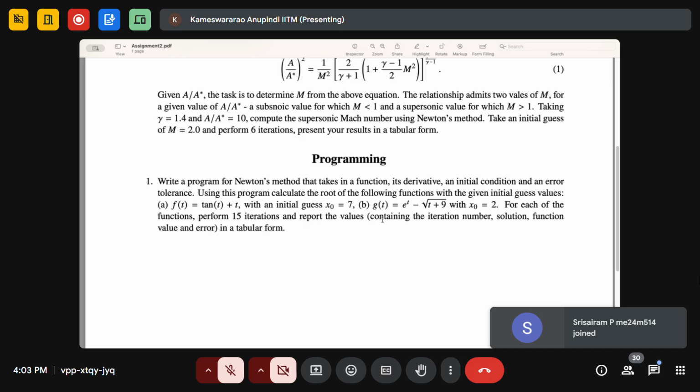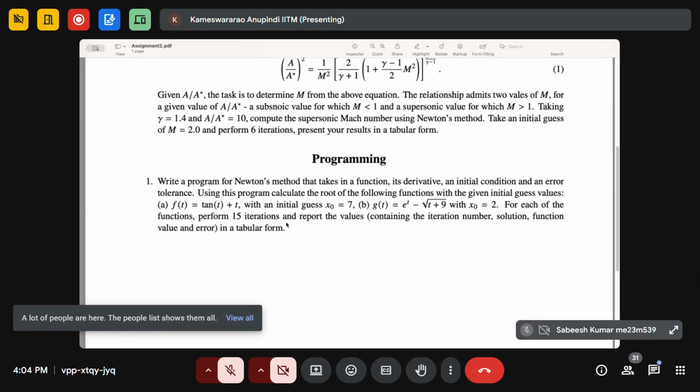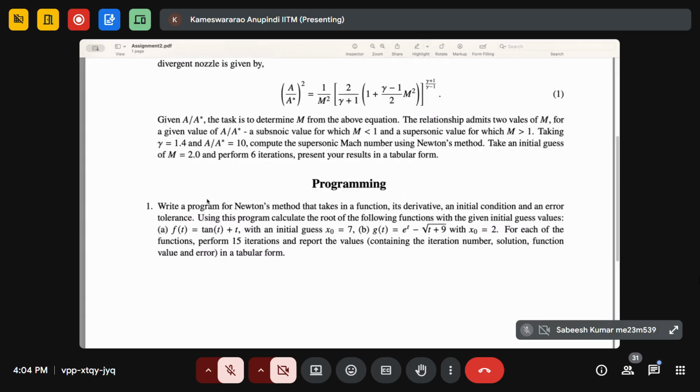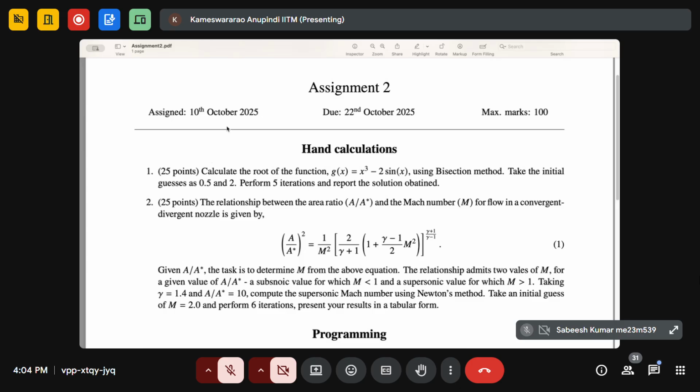You can print this output as iteration number, solution, function value, and error in tabular form. I think the programming part is much simpler compared to what we had for assignment 1, so in that sense it is much easier and much more straightforward. You have about 12 days, so it will be due on the 22nd of October. I think that's on Wednesday next week actually.